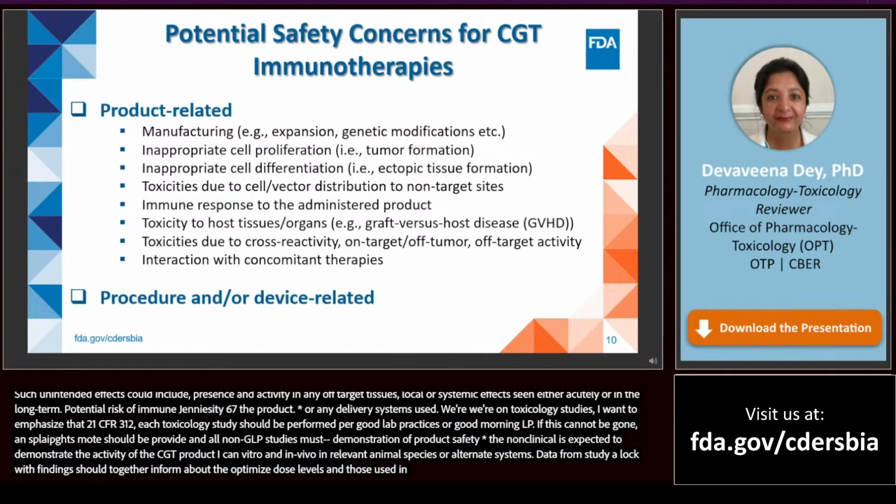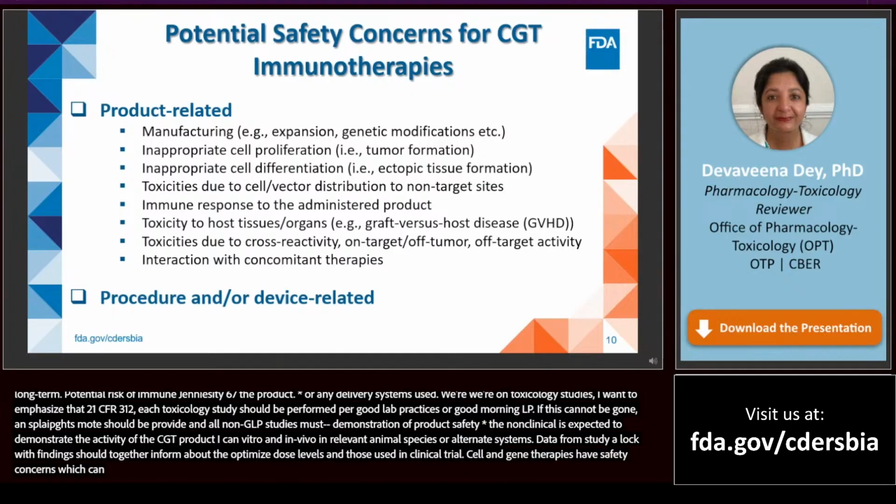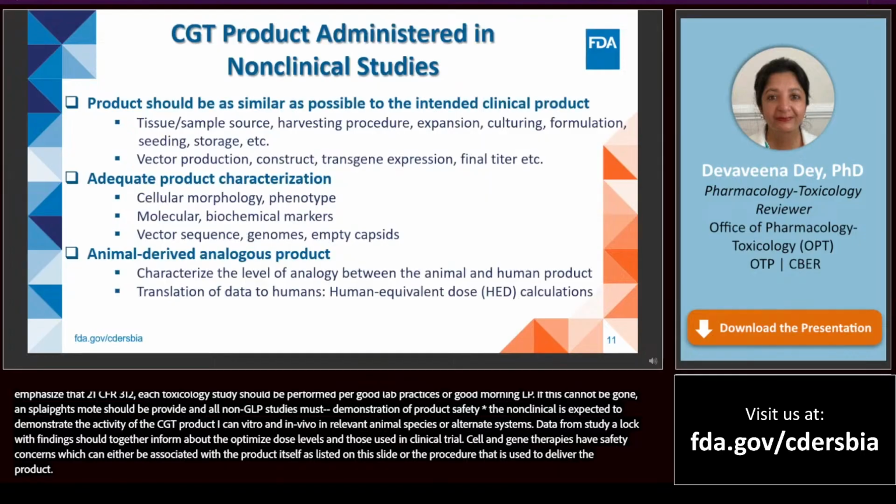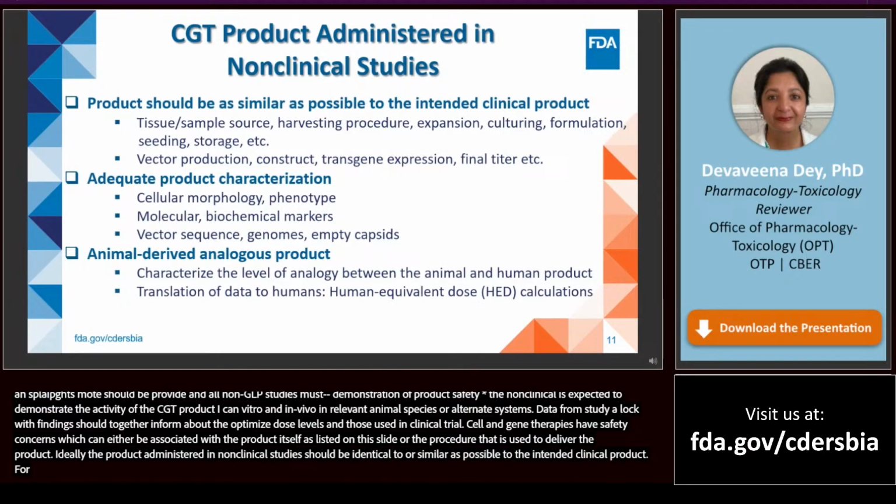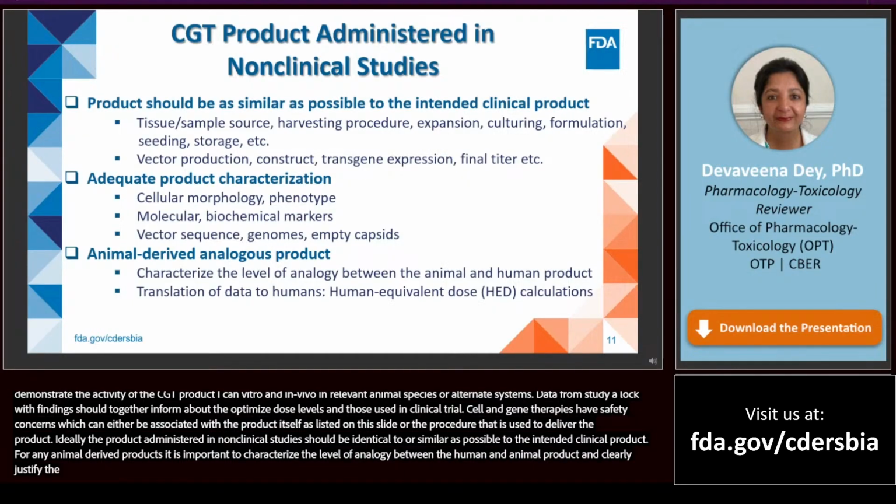Cell and gene therapies have several potential safety concerns, which can either be associated with the product itself, as listed on this slide, or the procedure that is used to deliver the product. Ideally, the product administered in non-clinical studies should be identical to or as similar as possible to the intended clinical product. For any animal-derived analogous products, it is important to characterize the level of analogy between the human and the animal product and clearly justify the human equivalent dose or HED calculations.